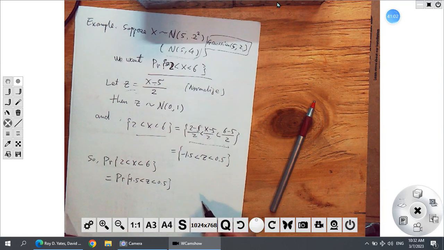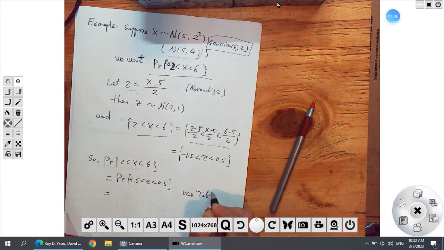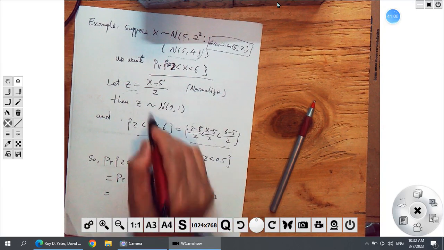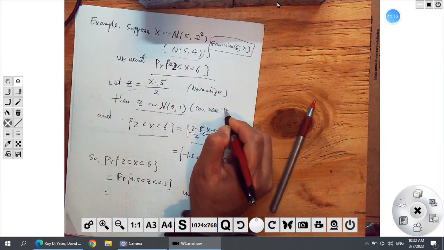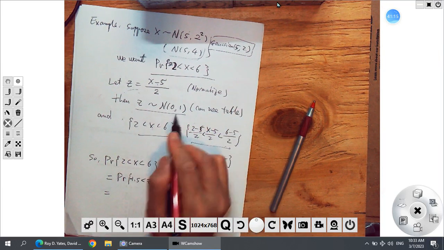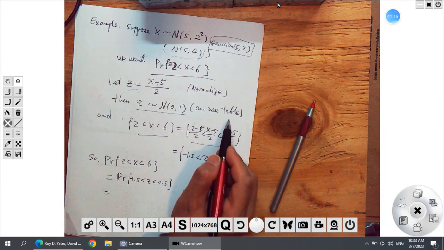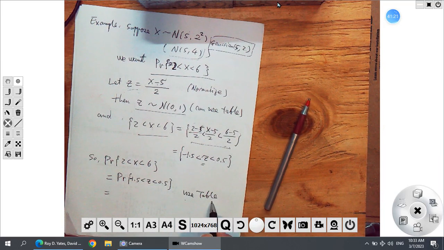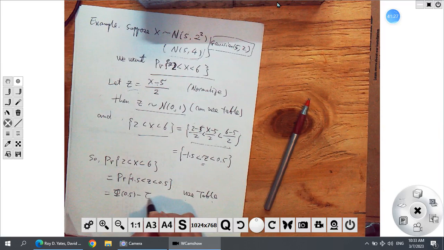Now we use the table, because z is a standard normal, standard Gaussian. So we can use the table. We have the table. Now we use the table. This will be phi of 0.5 minus phi of negative 1.5.